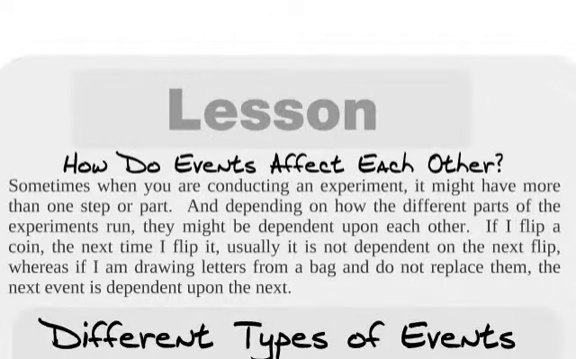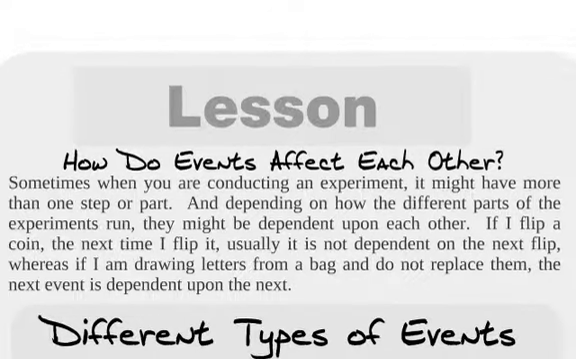All right. Well, how do events affect each other? That's really what we're looking at today. And depending on what you do, whether you put the balls back in the bag or you keep them out of the bag, it really affects what's going on. Well, if I flip a coin, the next time I flip it, usually it doesn't depend on the previous flip, right? Whereas if I draw letters from a bag, I pull a letter out of the bag and I keep it out of the bag, that affects the event the next time around, doesn't it? Whereas with a coin, not really affecting the next time I flip it. Nothing happens to the coin when I flip it.